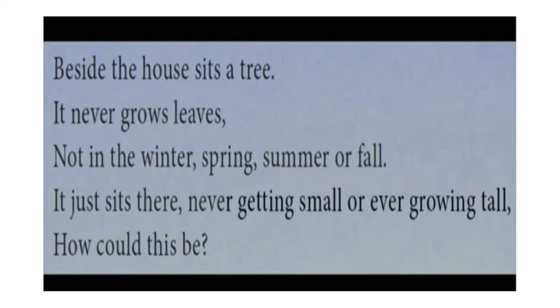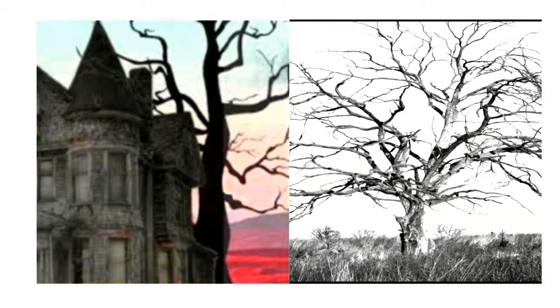Now we'll go through the lines of the next stanza. Beside the house sits a tree. It never grows leaves, not in the winter, spring, summer or fall. It just sits there, never getting small or ever growing tall. How could this be? Next to the house, there is a tree.